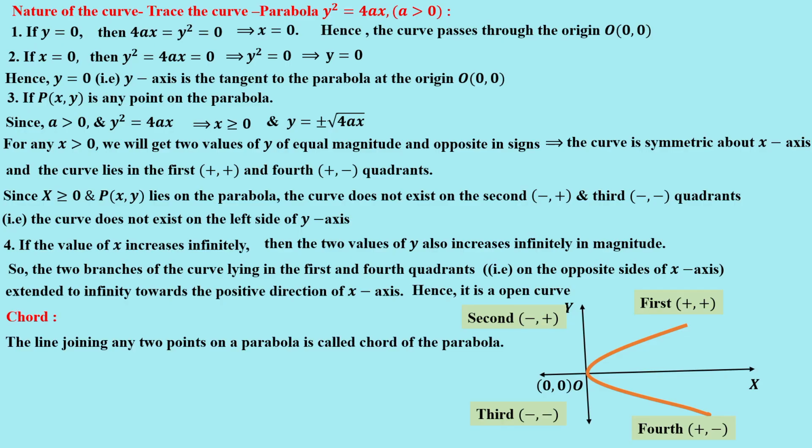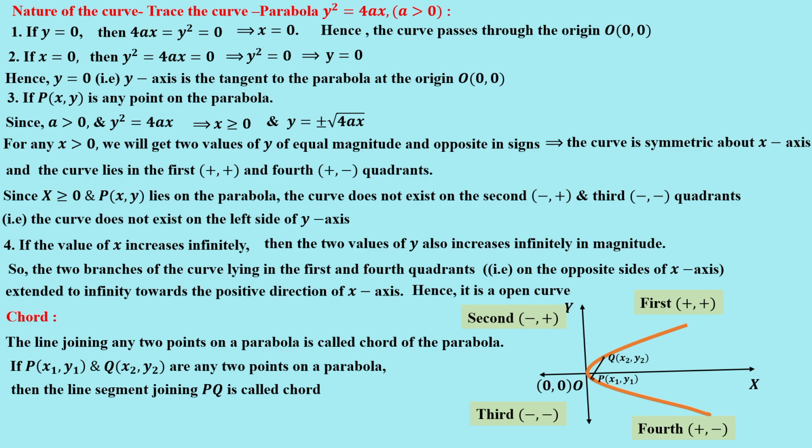Chord. The line joining any two points on the parabola is called a chord of the parabola. If P(x1, y1) and Q(x2, y2) are any two points on the parabola, then joining the points P and Q you get a line segment. Here line PQ is called a chord of the parabola.